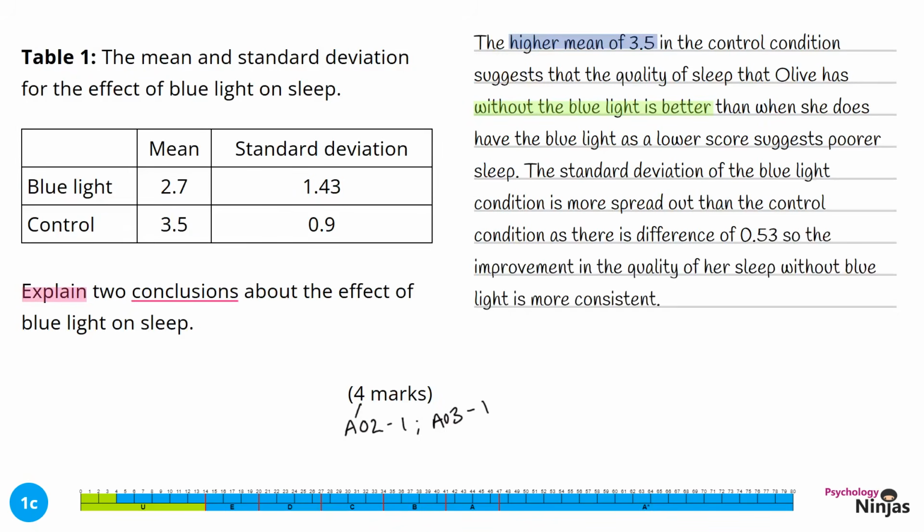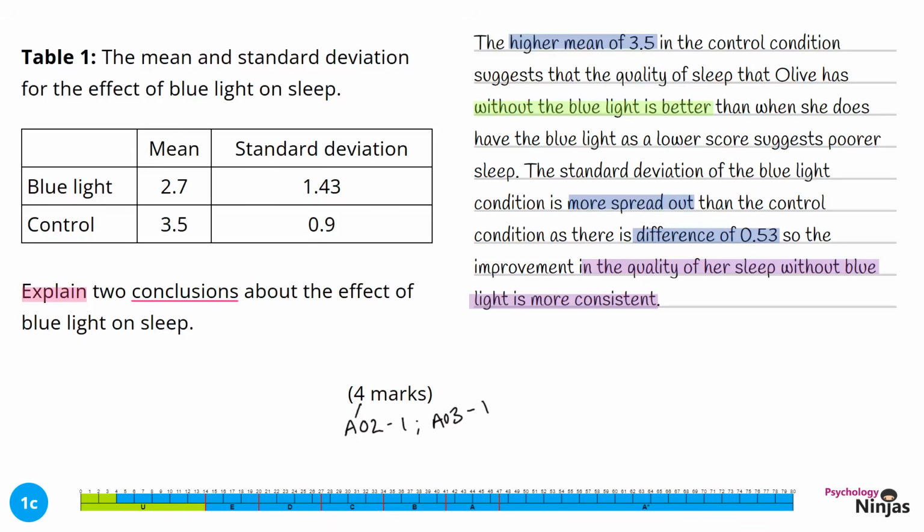The standard deviation of the blue light condition is more spread out than the control condition, as there is a difference of 0.53. So the improvement in the quality of her sleep without the blue light is more consistent. Again, we've identified a specific conclusion that the quality of her sleep without the blue light is more consistent. We've justified that with data by looking at the difference between the two standard deviations. We've also identified that with the blue light, it is more spread out.